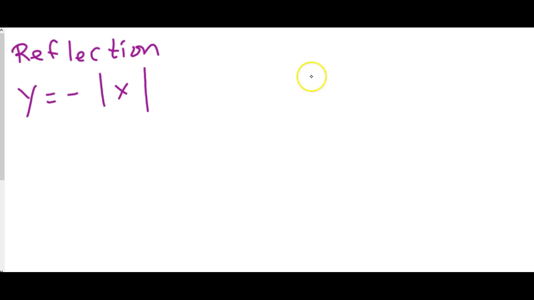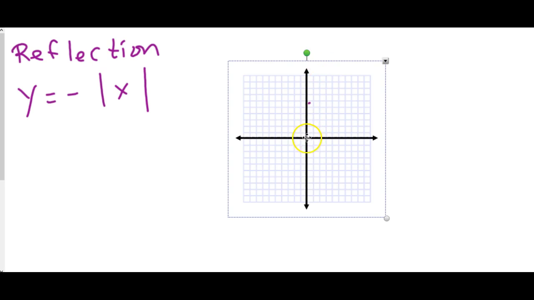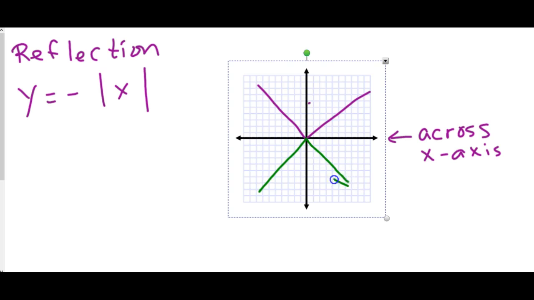When we reflect the absolute value graph, we take our original graph and flip it upside down. So reflection is across the x-axis because we're flipping it upside down. If we were to flip this upside down, our new graph would be the green graph. That would give us a reflection.